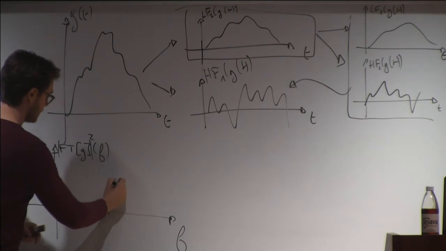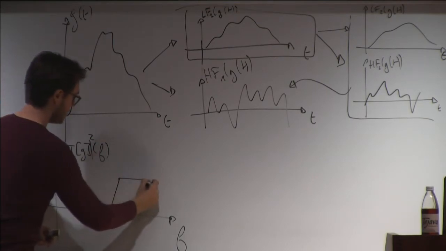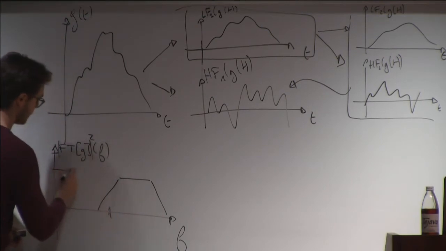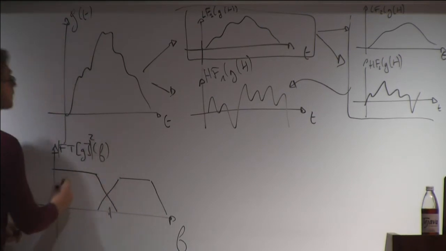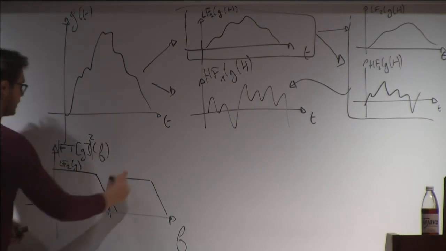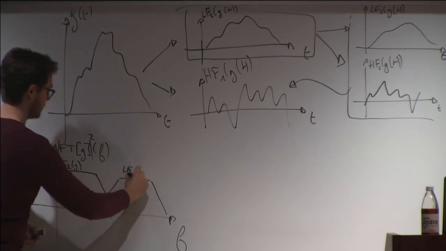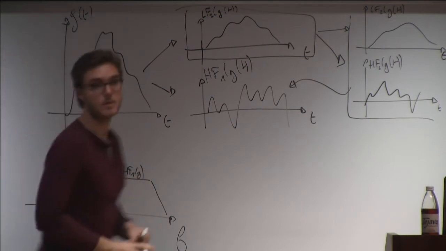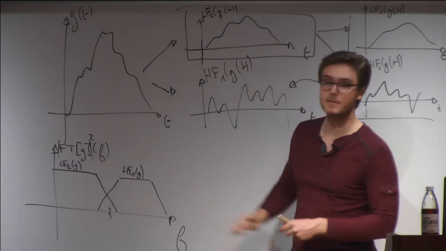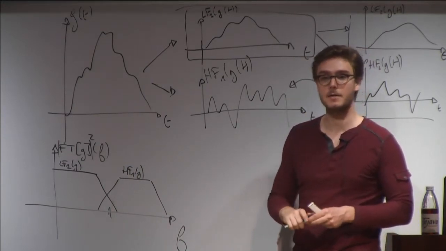So what I do here is that I apply these two filters. So that's low frequency one of G and high frequency one of G. So here I have my scale filter at the first scale and my wavelet filter at the first scale. So here I have no dilation.